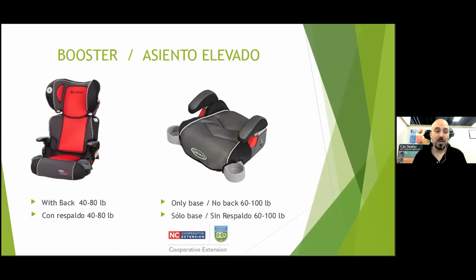The next step is when they are able to buckle and unbuckle themselves, we put them in the booster. And there are two types of booster. We have the booster with the back and without the back. With the back, usually the baby is a little younger, 4 or 5 years old, weighing around 40 to 50 pounds. And we use the back because it is going to route the seatbelt to fit on the shoulder of the kid, okay?